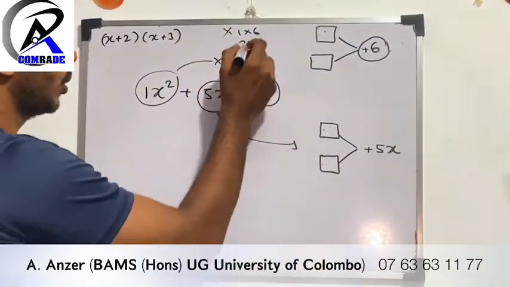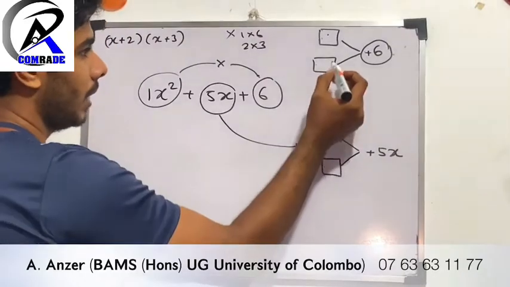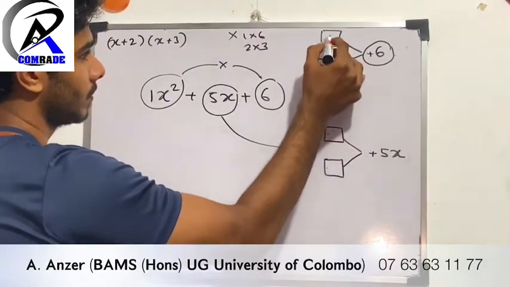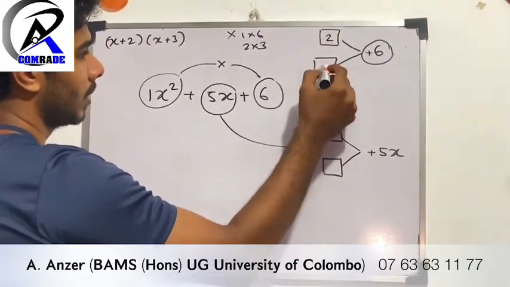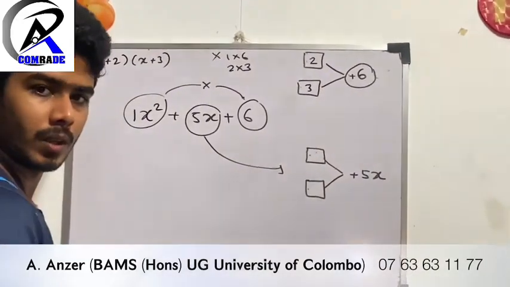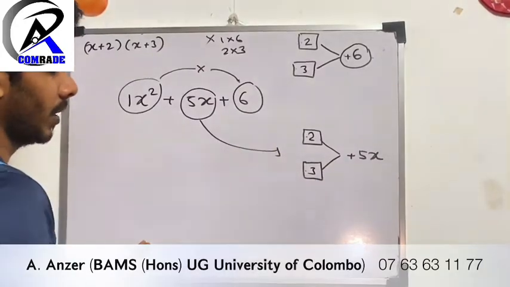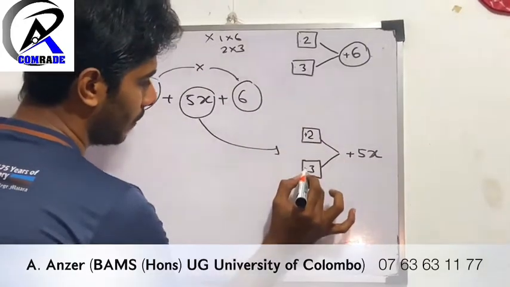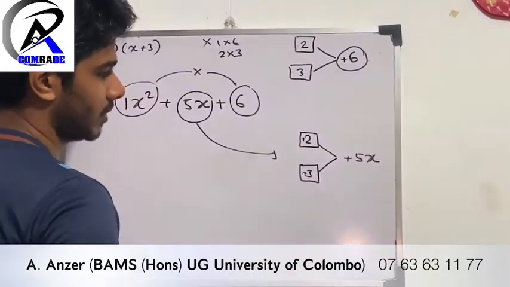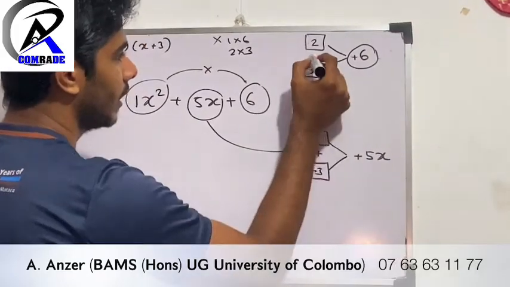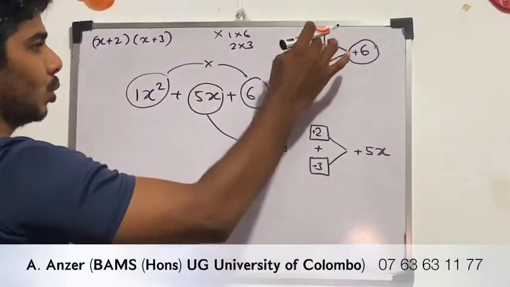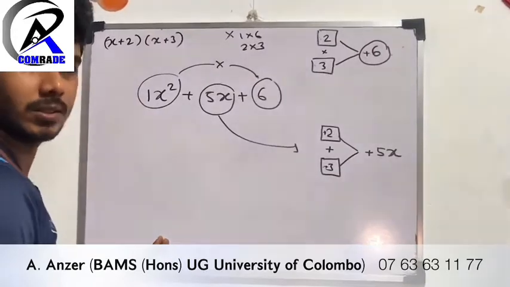The option 2 by 3. Okay, I'll put 2 here, 3 here. And here also same digits, no? 2 and 3. Here plus 2 plus 3, 5x. Here this is plus, here multiplication. 2 by 3, 6.